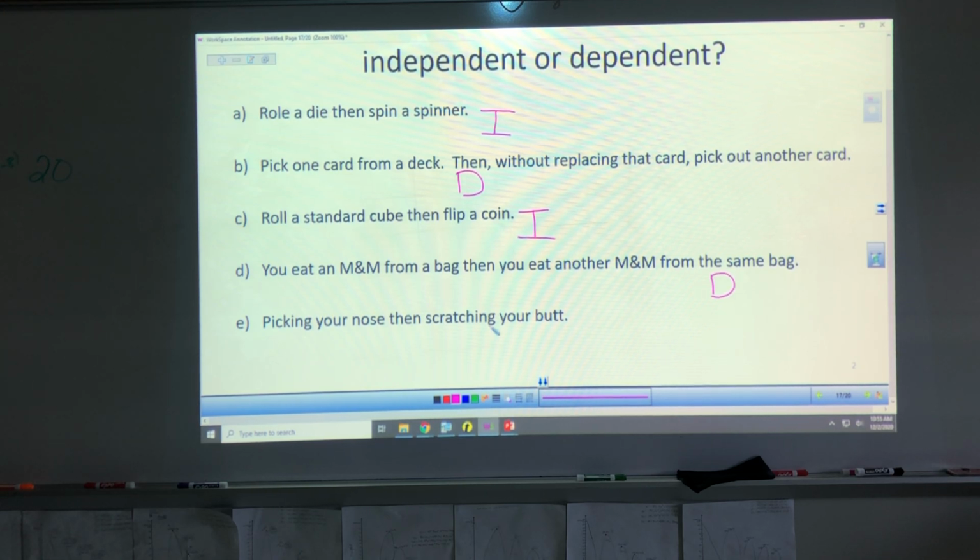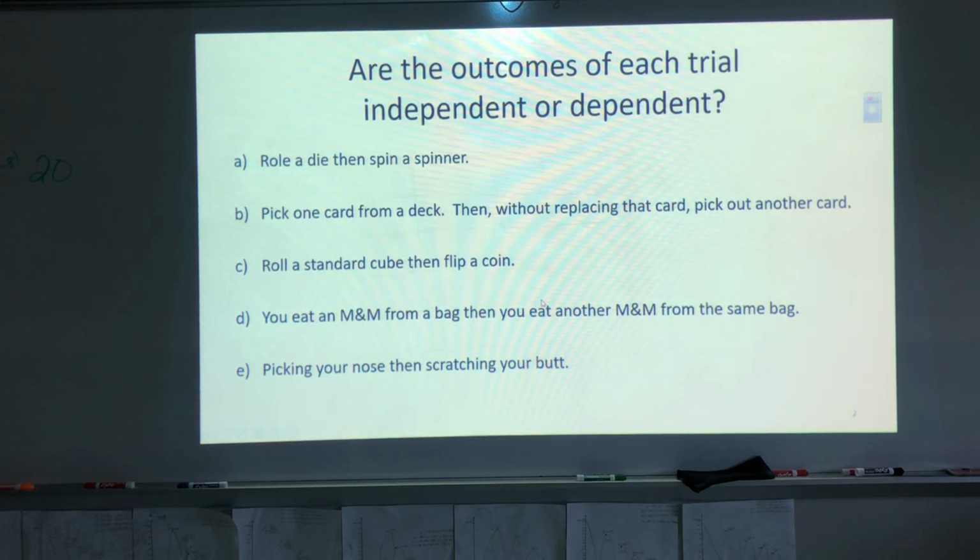And this last one is always open for debate. Picking your nose, then scratching your butt. Are they independent or dependent of one another? Some may say it's dependent, but hopefully one doesn't affect the other. And we would call these independent events, independent occurrences.